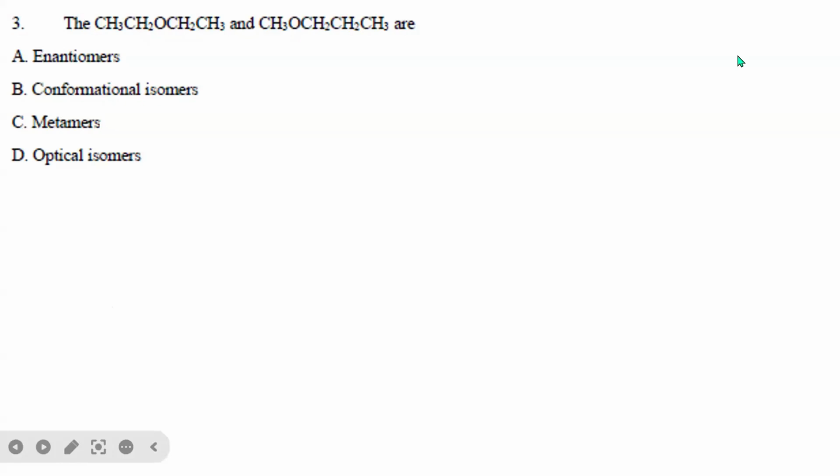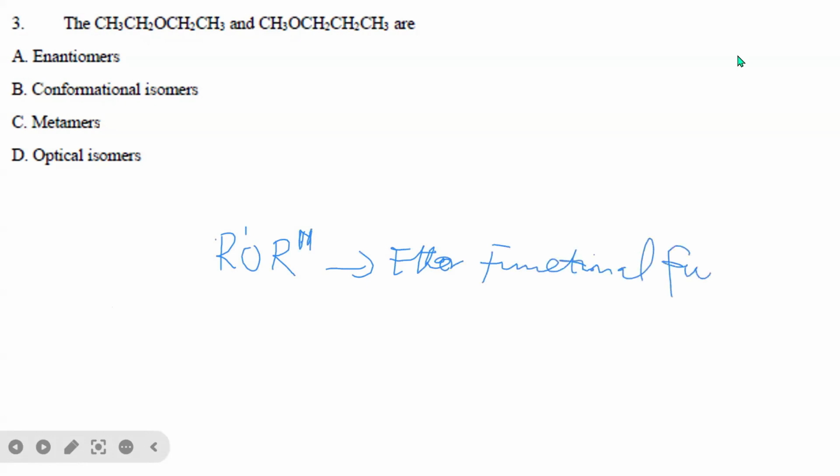In the case of the ether functional group, they have R-O-R', so they have two different, or sometimes the same, alkyl groups. And this is an ether functional group. In the case of metamers, you have different alkyl groups around the same functional group.